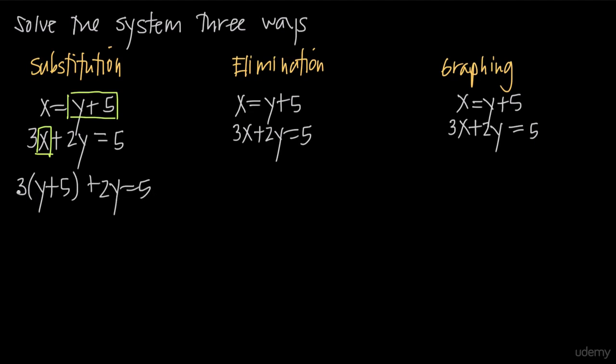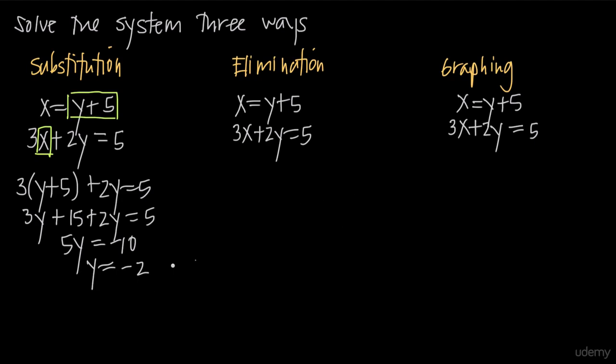So distributing the 3 across the quantity y plus 5, we do 3 times y is 3y. 3 times 5 is 15. We have 2y, and we have 5. 3y plus 2y is 5y. Subtracting 15 from both sides, we get 5 minus 15 is negative 10. Dividing both sides by 5, we get y is equal to negative 10 over 5, which is negative 2.